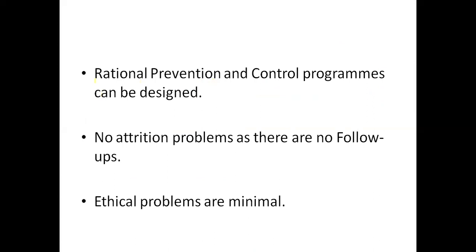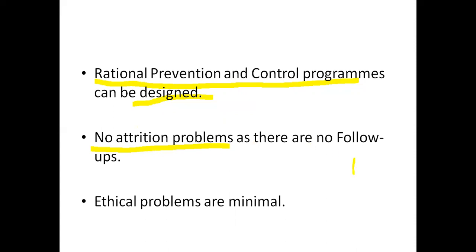Now, because you are looking for several etiological factors, you can have rational prevention and control programs designed for a particular society group or an age group or a gender group or any particular subgroup. That can be done for the whole society as well, but especially where there is a small group having an extraordinary prevalence of disease, rational prevention and control programs can be designed by the use of case control study. No attrition problems are there as there are no follow-ups.